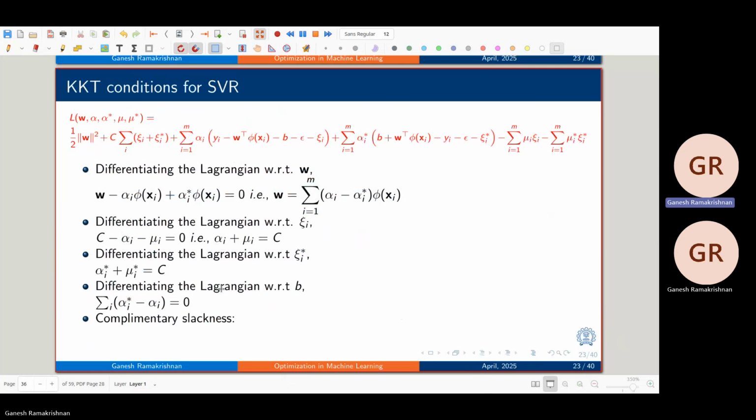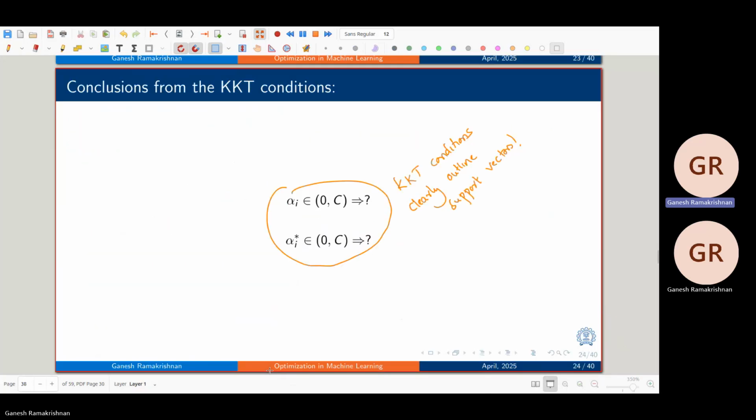And if you differentiate with respect to B, there's also the B offset, then all the alphas and alpha stars together should cancel out each other cumulatively. And then complementary slackness, very interesting: mu I Xi should be 0, mu I Xi star should be 0, and alpha times, or alpha star times, those respective hyperplane equations should be 0.